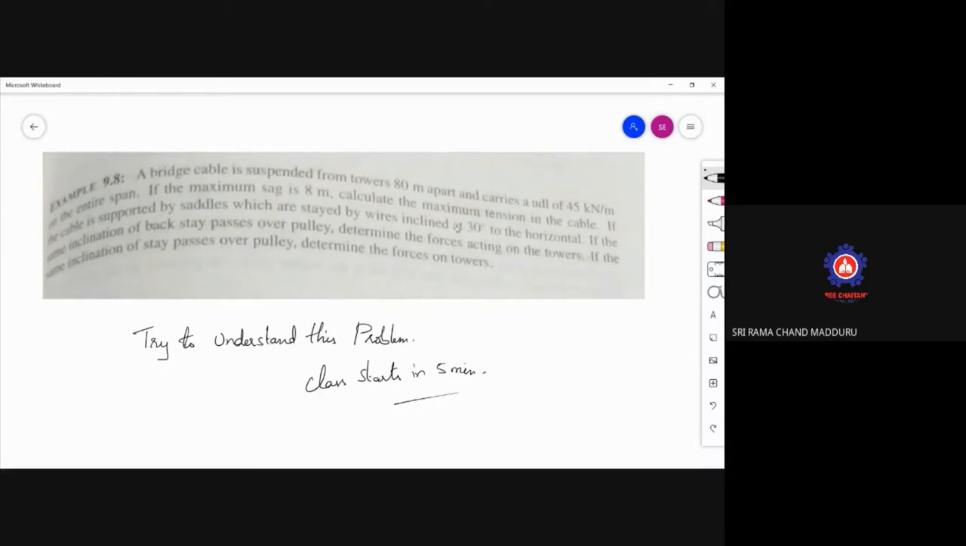If the cable is supported by saddles, which are stayed by wires inclined at 30 degrees to the horizontal, and if the same inclination of the backstay passes over a pulley, determine the forces acting on the towers. The last statement is repeated.